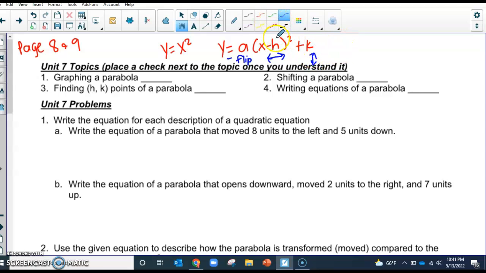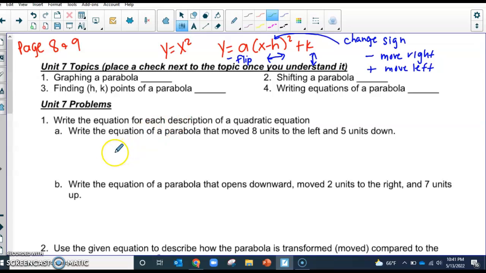Also, another reminder here, our h, we have to change the sign when we're writing the actual point. So if our h is negative, that means we're moving right. And if our h is positive, we move left.